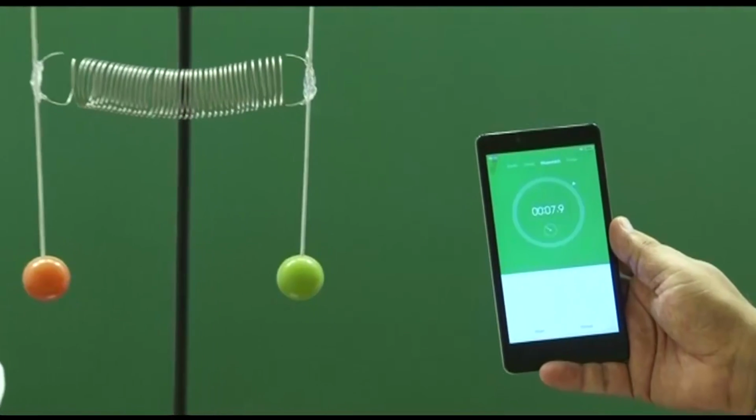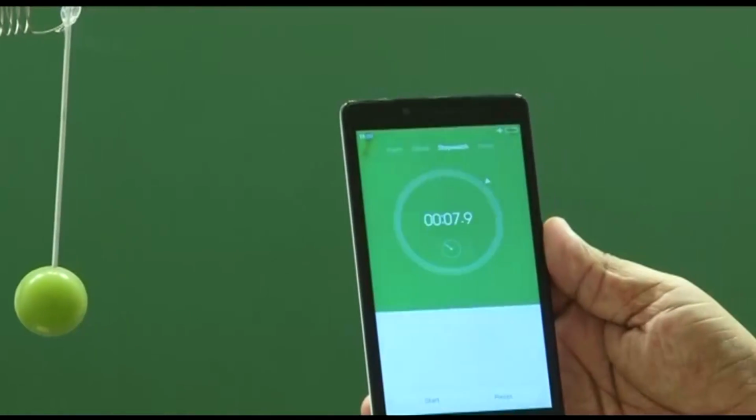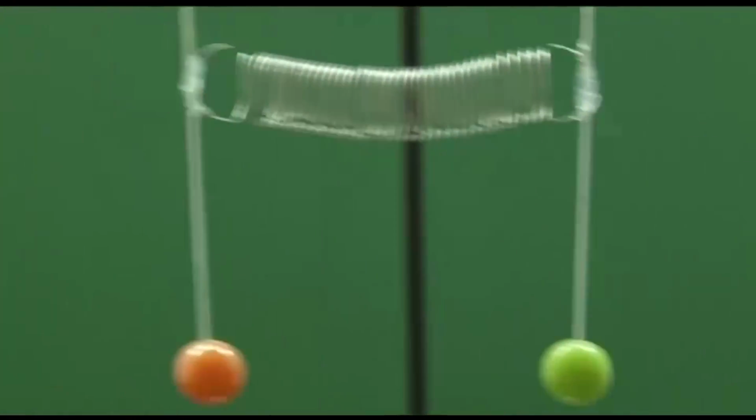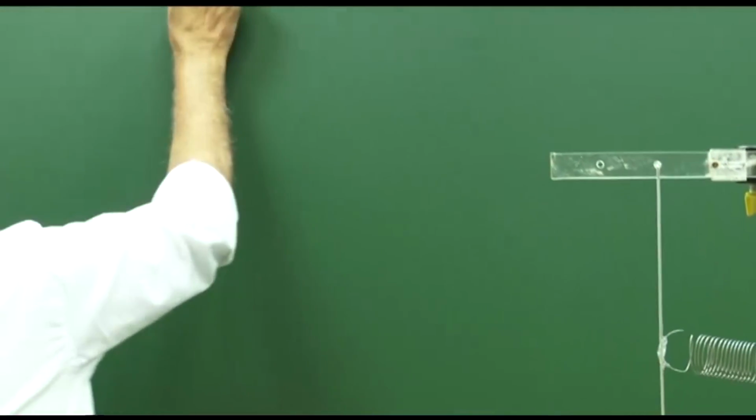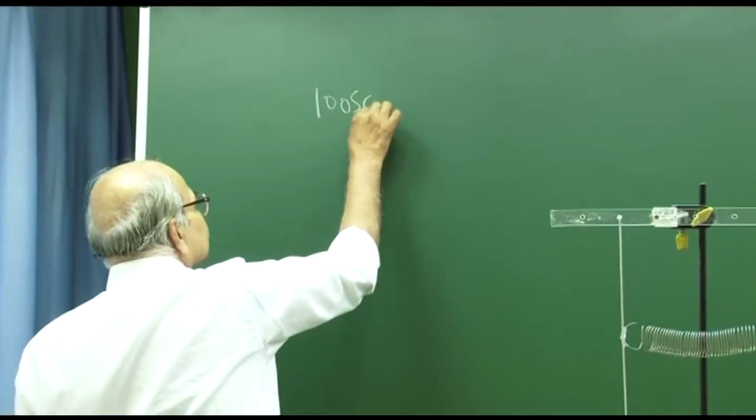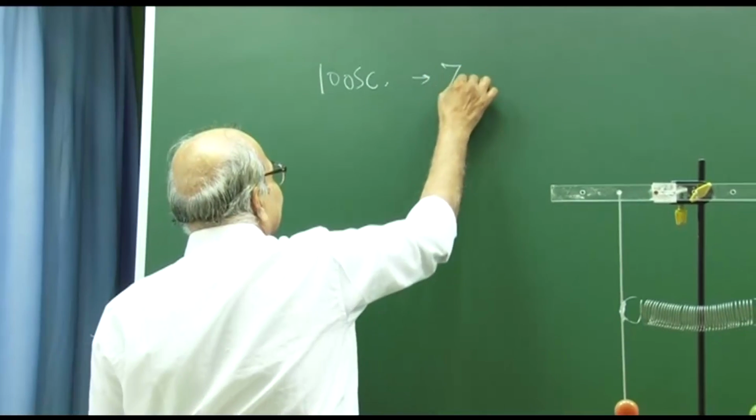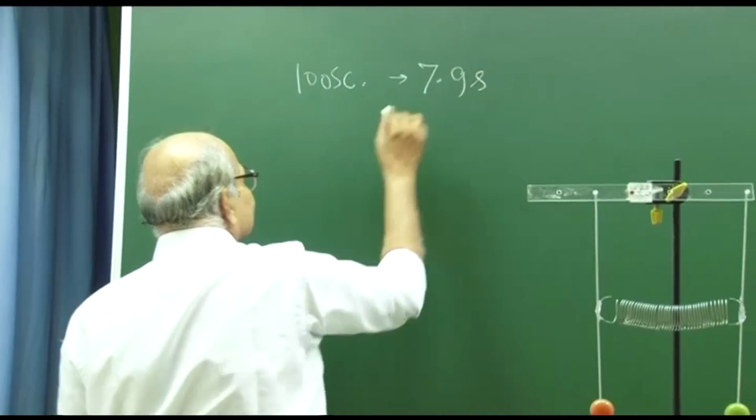Okay. So, what is the time? 7.97. All right. So, the time for 10 oscillations is 7.9 seconds. Okay.